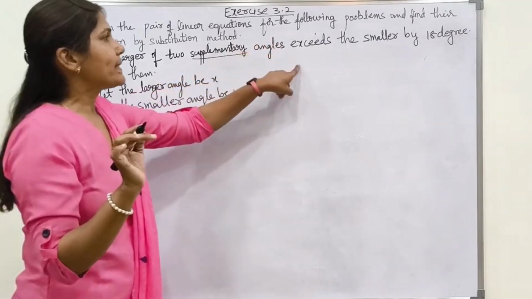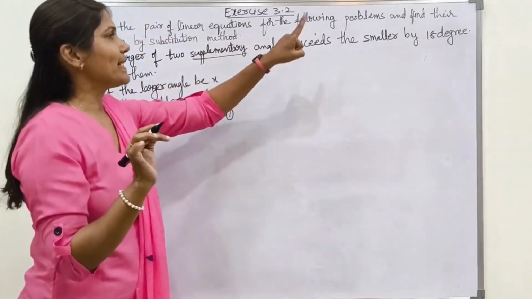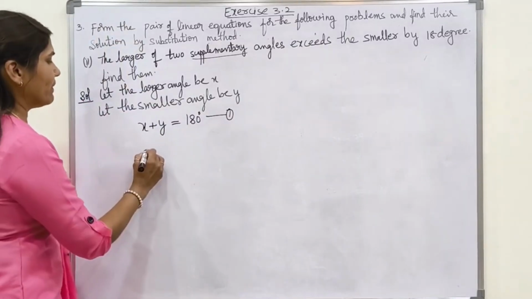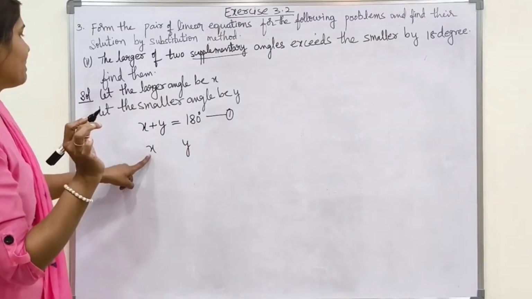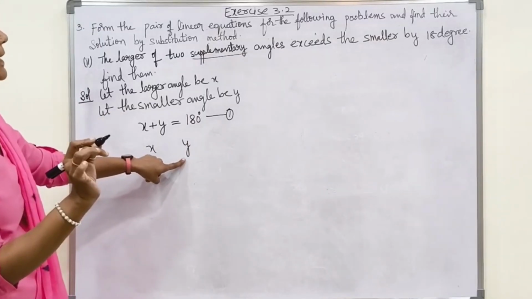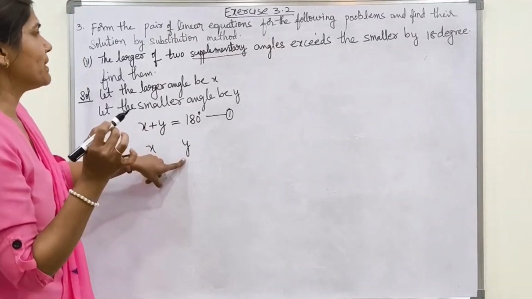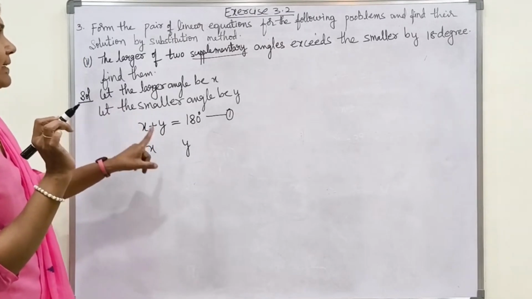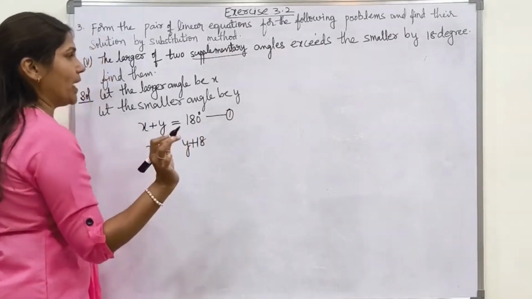See here. Exceeds the smaller angle by 18 degrees. Exceeds the smaller angle by 18 degrees. One small angle we will take, one big angle we will take. This is the big angle, this is the small angle. Exceeds means what? Here more is there. Here more is there means on which side will we add 18 degrees? You add 18 degrees on this side.